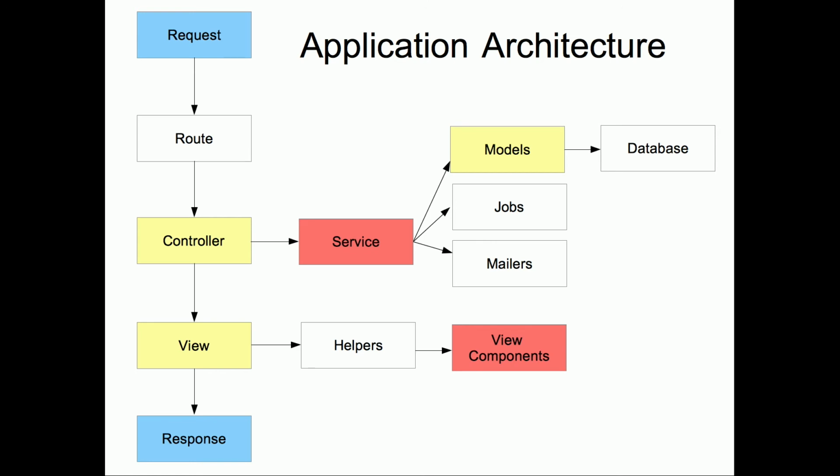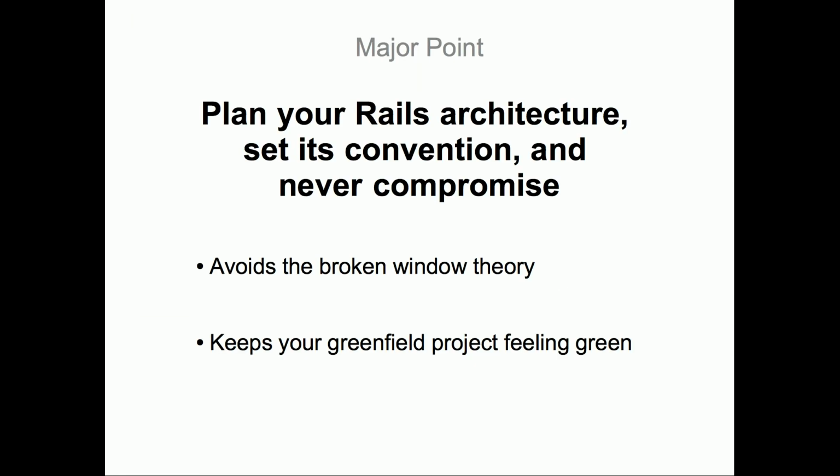If these things are service objects, they help the controllers, so put them all in their own directory. The view components are just visual elements for the most part, so keep them in their own directory. And that's my main point: plan your Rails architecture, because it's not going to answer every question you have. Set the convention. The Rails convention gets you a good bit of the way there, but you need more. And don't compromise on that convention. If you're going to compromise, go back and change the convention.